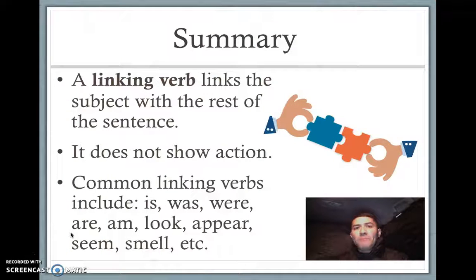Now let's wrap up everything that we just learned. In summary, a linking verb links the subject with the rest of the sentence. Always remember, linking verbs do not show action. And there are some common linking verbs that we use every day. And those include is, was, were, are, am, look, appear, seem, smell, and many others.